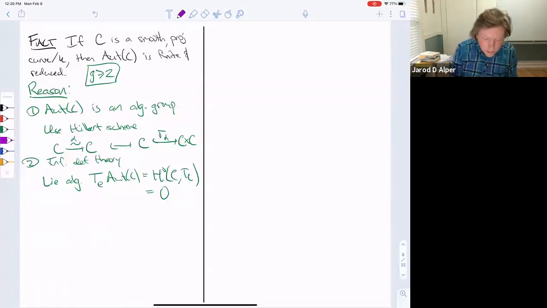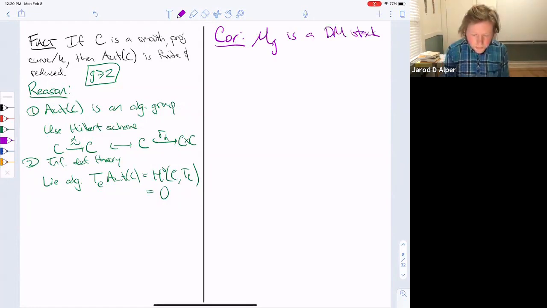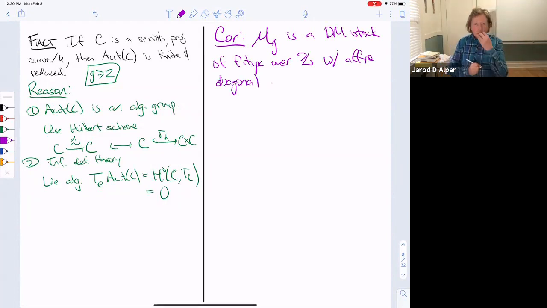Right, so we get this corollary. Finally, we can conclude that M_g is a Deligne-Mumford stack. And by our presentation, we also know it's finite type over Z. And to remind you, we also know that the diagonal is affine. Great.